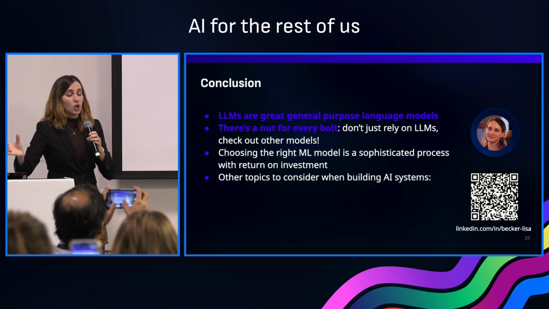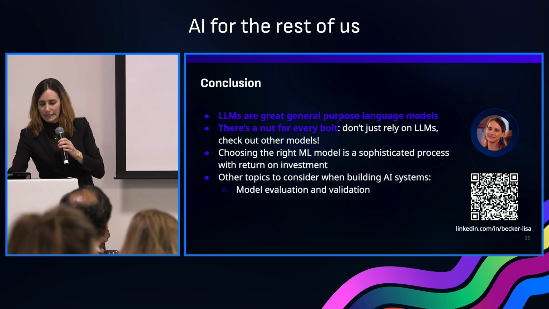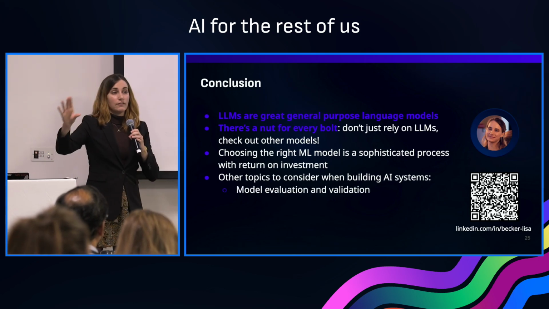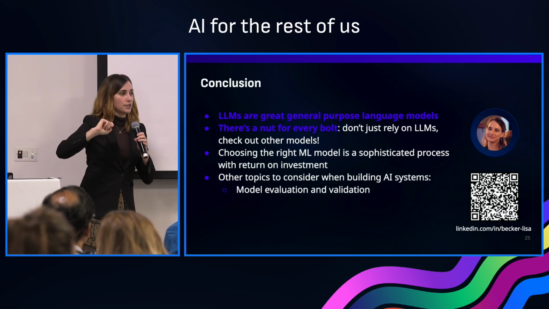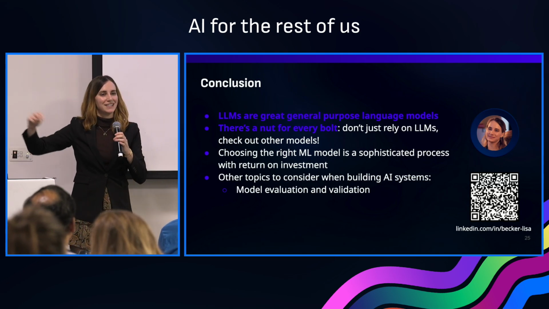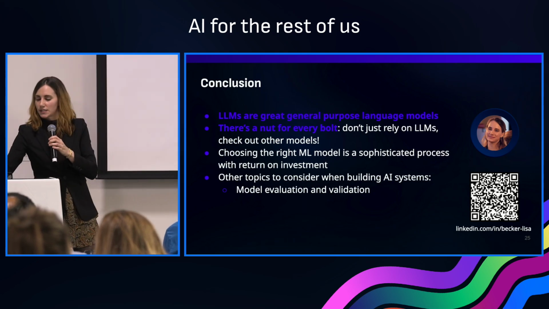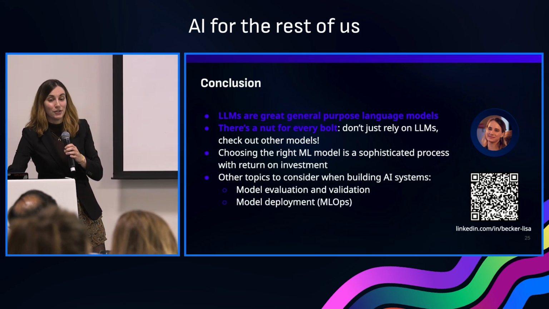There are a couple of other topics to consider when building AI systems, and I just want to summarize them very quickly. Model evaluation and validation. So just picking the right model is not enough. You have to monitor it, right? You have to evaluate it. You have to keep evaluating it because things can change over time. Just putting it into production is not enough, and then forgetting about it.